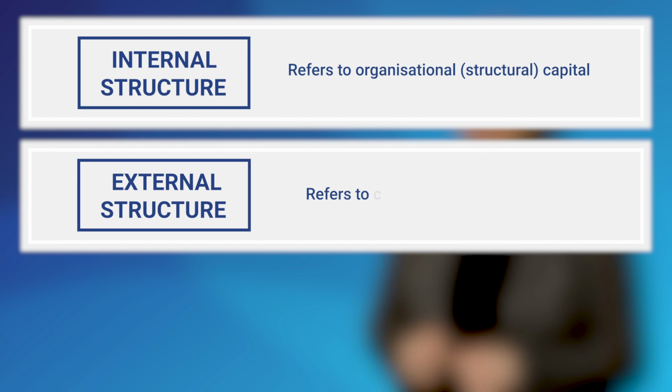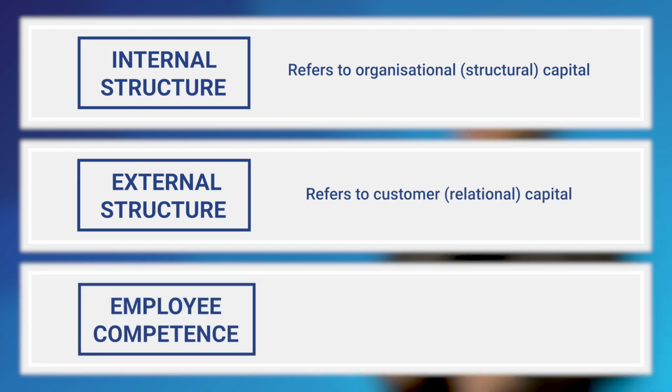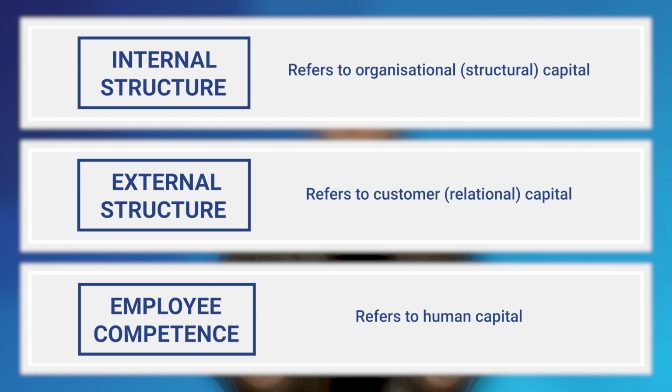Later, Guthrie and Petty modified the intangible assets monitor, outlining the following categories. Internal refers to organizational capital. External refers to customer capital. And employee competence refers to human capital. These authors consider how intellectual capital creates value, leading to the need to inform the capital market and other stakeholders of these contents. They made the invisible visible.